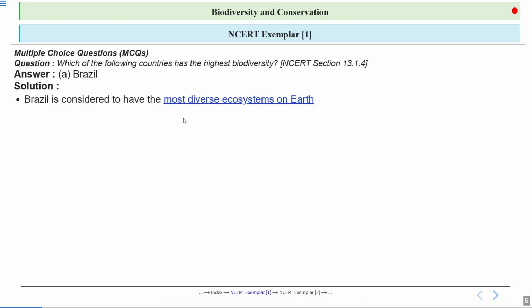Let's have a look at the explanation. Brazil is home to the most diverse ecosystem on earth due to its vast variety of habitats like the Amazon rainforest, Atlantic forest, and the Pantanal, which supports an immense range of plant and animal species. Now, these ecosystems provide shelter, food, and breeding grounds for countless organisms, making Brazil a global biodiversity hotspot.